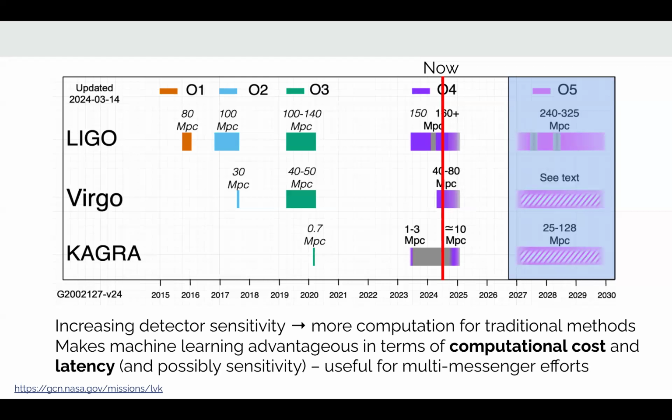And this is only going to become more important. This image shows the sensitivities of different detectors, LIGO, Virgo, KAGRA, during different observing runs, where the sensitivity is in terms of the distance that we can see out to. So higher number, farther distance. You can see that our sensitivity has been increasing over the course of these observing runs. And in the fifth observing run, we expect to be much more sensitive than we currently are. For reasons I won't get into, the higher sensitivity means more computation for traditional methods, which makes machine learning very advantageous in terms of computational cost and latency. So we'd really like to understand how to do this detection problem with machine learning.